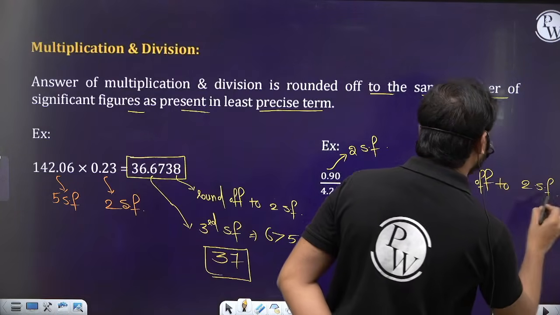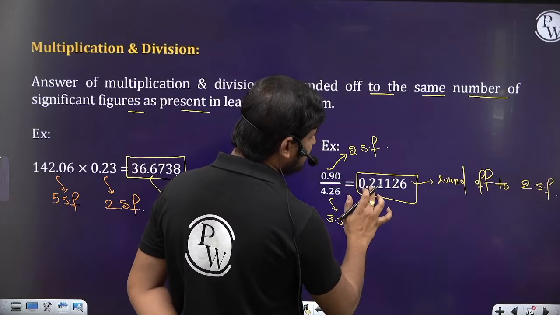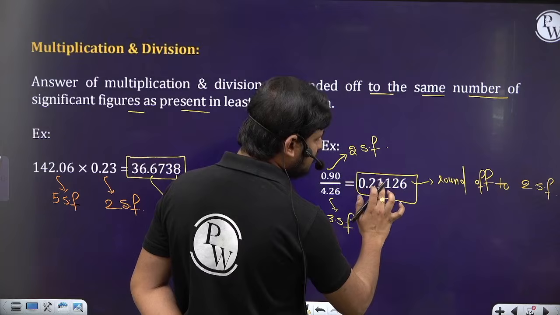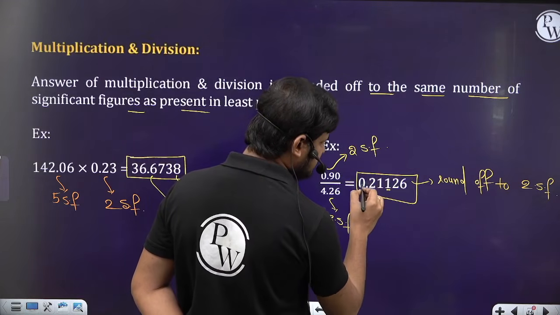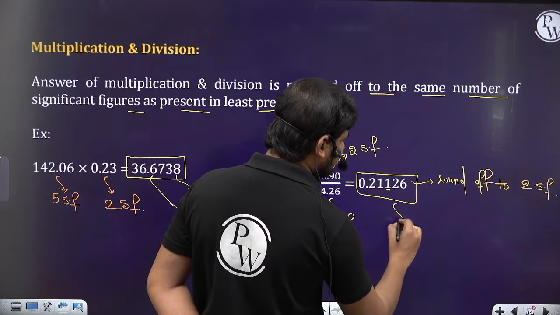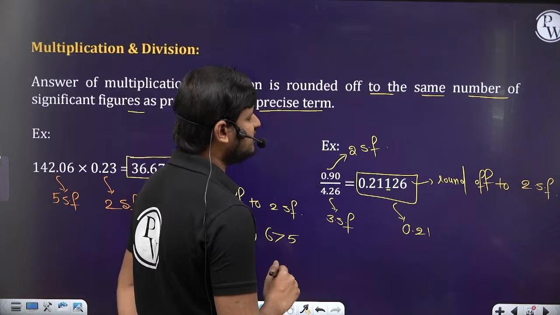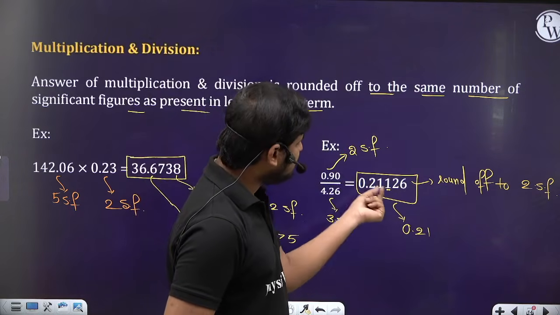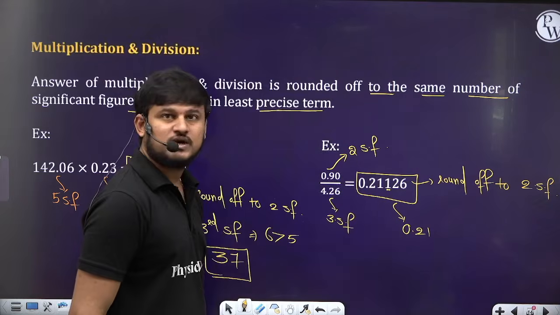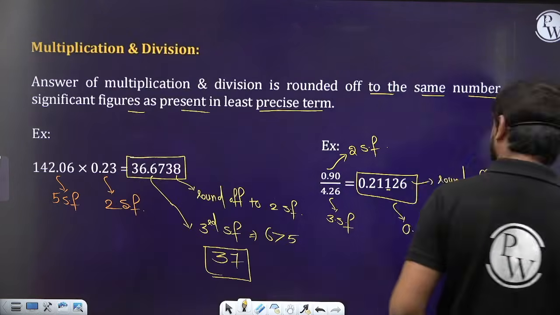So if we have to round off to two significant figures, check the third significant figure. What is the third significant figure here? 0.211. This is the third significant digit because the leading zero is insignificant, right? So it will be rounded off to 0.21, because the third significant figure is not greater than 5. So the previous one remains the same. So 0.21 is the correct answer. Done, guys? Chal. Let's move further.